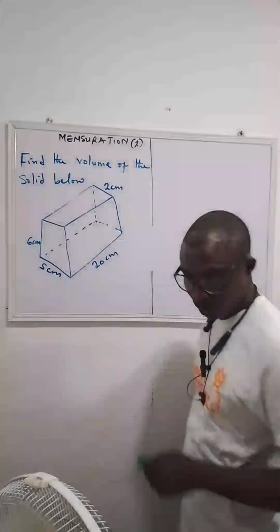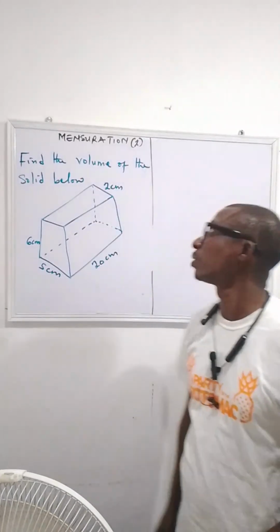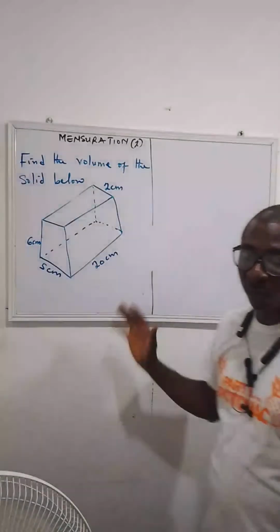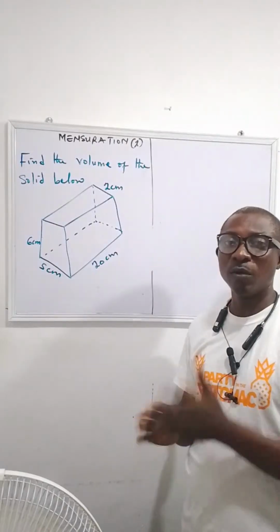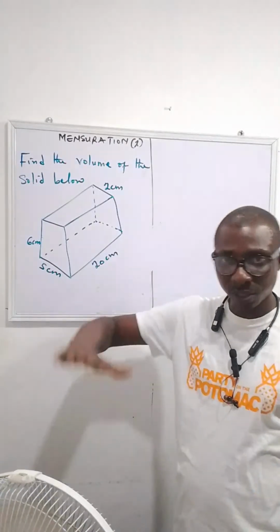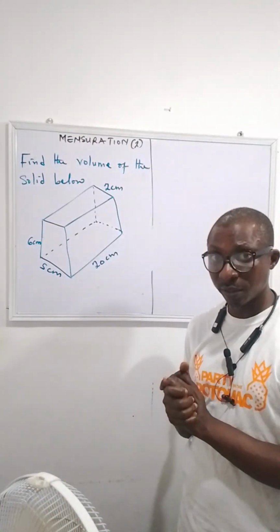Okay, now can we look at this problem on the board? So how do we solve this? The question asks us to find the volume of the solid below. So this is the solid. Now, look at it. When I was explaining how we derive the formula for prism, I told you the cross-sectional area times the height. That gives us the volume of a prism.